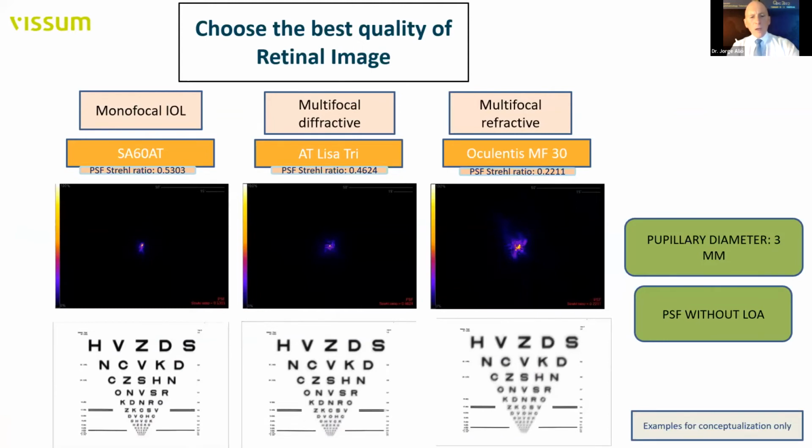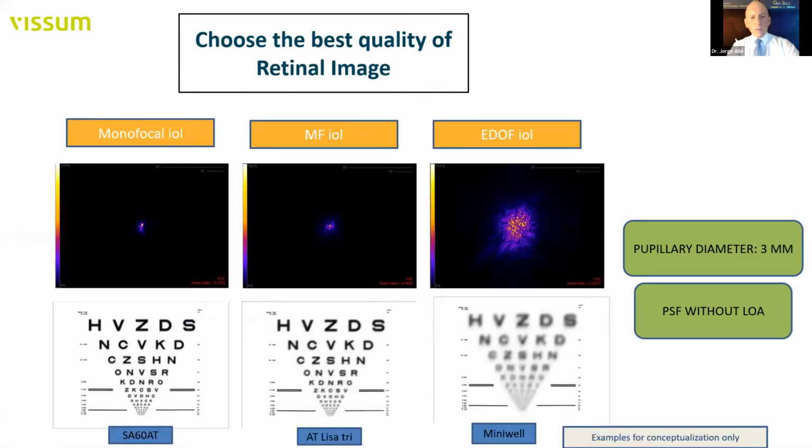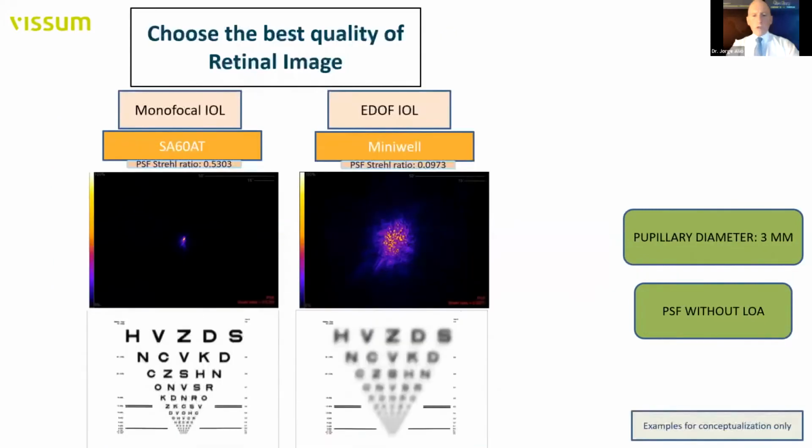How is the SA60 compared to the LISA 3? The SA60 is better in terms of quality of retinal image, and LISA 3 is very good. But look at the Oculentis, which is good as well, but it's half the amount of the LISA 3 and a little bit more than the SA60. Now compare this monofocal and the multifocal LISA with this IOL, which is a Mini Well. You can really deduce that this lens is not going to work in the eye. The patients can be happy if they are very tolerant, but this quality of image is suboptimal and you should not base your choice on this lens.